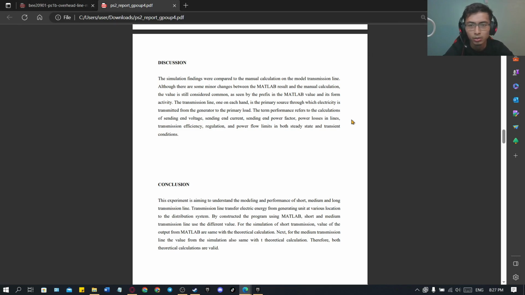I will now be presenting our PS1B group lab report, and my part is the discussion and conclusion. For this lab, the simulation findings were compared to the manual calculation on the model transmission line. Although there are some minor differences between the MATLAB result and the manual calculation, the values are still considered correct, as you can see the manual and the MATLAB are almost similar, like we did in the PS1A lab report.